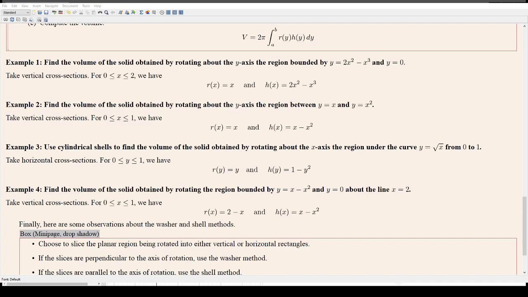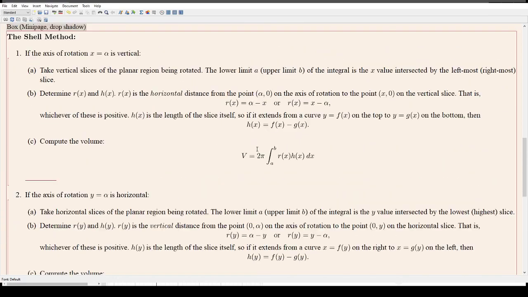So as I was saying, the radius and the height are always going to end up being in these forms. In this case, the axis of rotation is vertical. It's at x equals 0. So that means the radius is either negative x or positive x. Well, negative x is not positive, so it has to be this. So x minus 0.